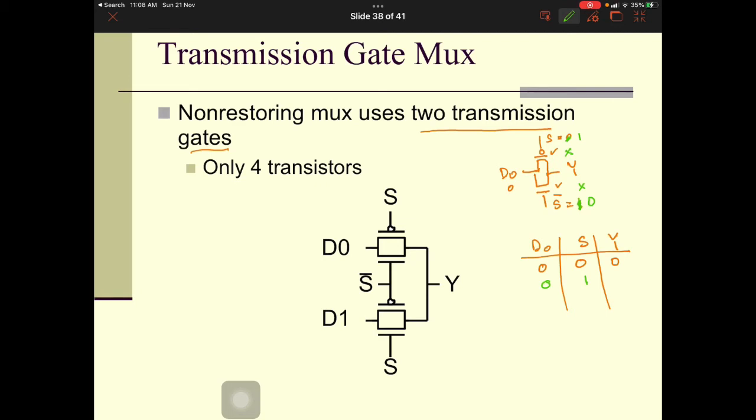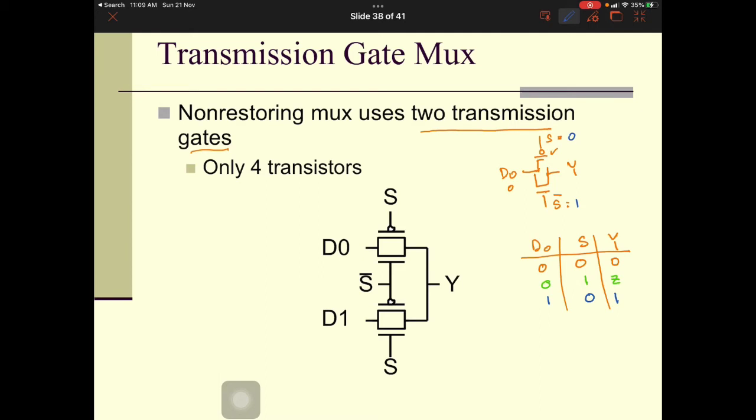So in this case, this part will be open and this also will be open. So Y will be Z. Okay, let's look at the different instance here. When D0 is equal to 1 and S equals to 0, S bar will equal 1, and then Y will follow D0. In this case, D0 is 1, so Y will be 1.